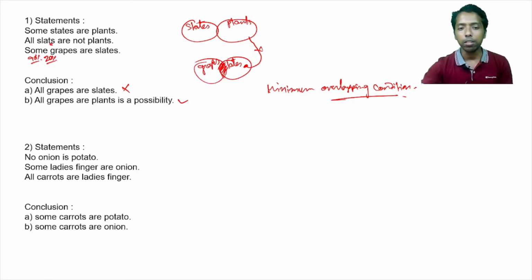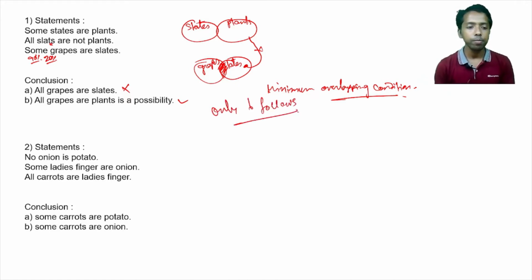taken into account, that means slates and grapes. This common region may come within the plants part which is not slate. This is possible, right? It is talking about the possibility scenario. So only B is correct here. So only B follows, right?